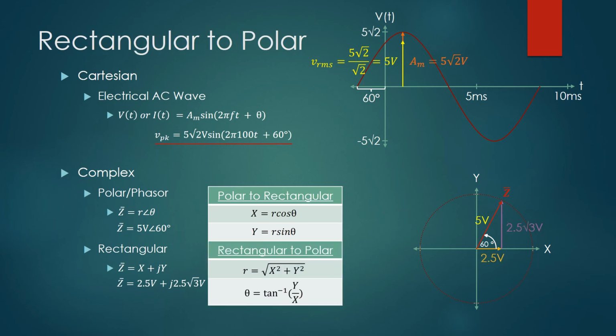We can convert back to the polar form from rectangular form using the equations r equals square root of x squared plus y squared and theta equals inverse tan of y on x, or the pol function on our calculators. Looking at our example, we say r and theta equal 5 volts and 60 degrees respectively, again giving us z bar equals 5 volts angle 60 degrees.